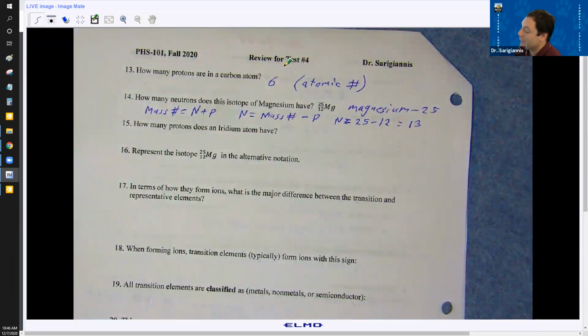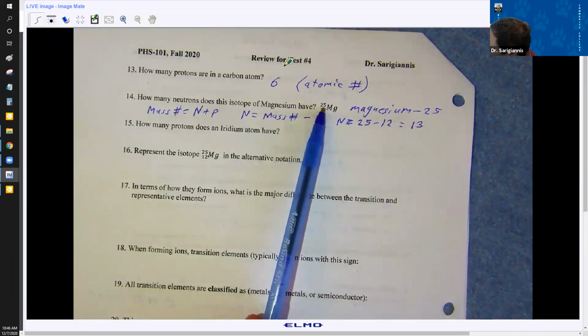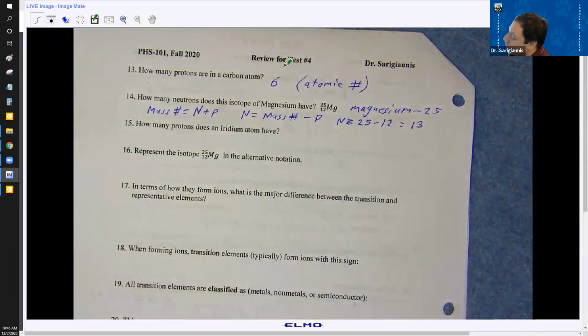You can't have more neutrons. 25 is the total number of neutrons and protons. That's the mass number. And then the number of protons is the atomic number 12. And so the mass number is just the sum of those.